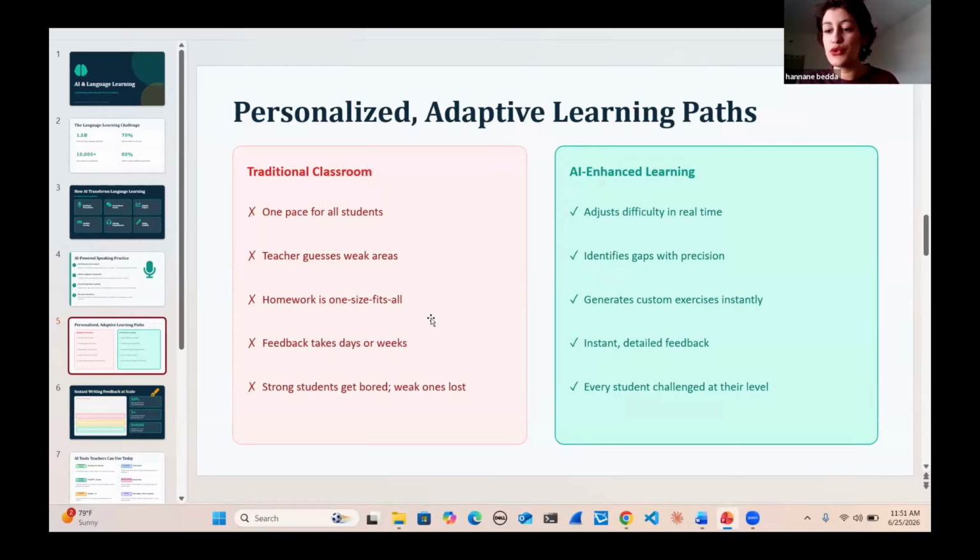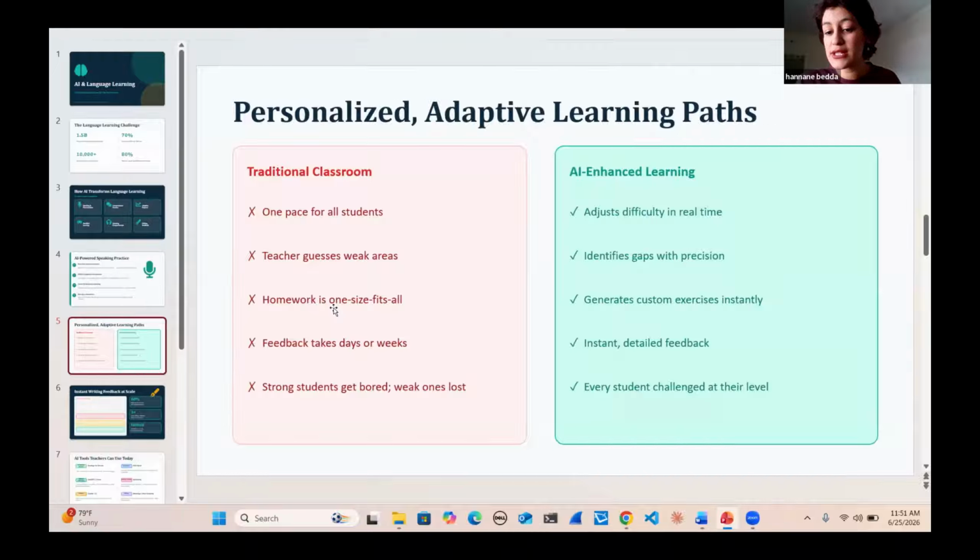So you know what you should do in the future and what areas you should focus on. We have homework. In a traditional classroom, homework is one size fits all. So I have a grammar or vocabulary exercise, for example, that targets all the students. We have for sure students with different capabilities, so it's a little bit challenging to target everybody with that exercise.